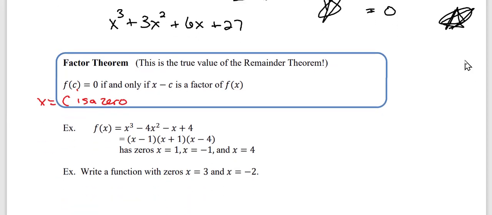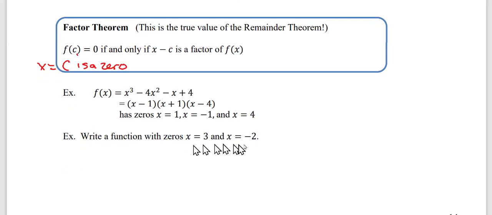Hopefully this isn't really a surprise to you. When you factor something like this, these are the zeros, because x minus 1 will give us x equals 1 is a 0. x plus 1 will give us x equals negative 1 is a 0, and so on.